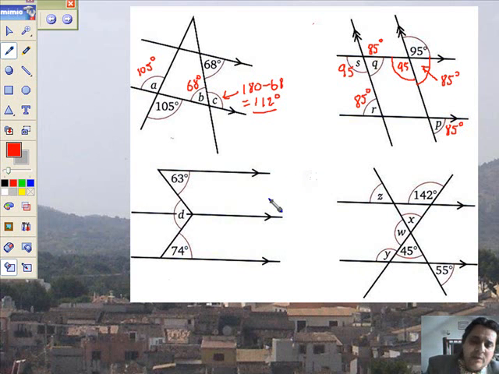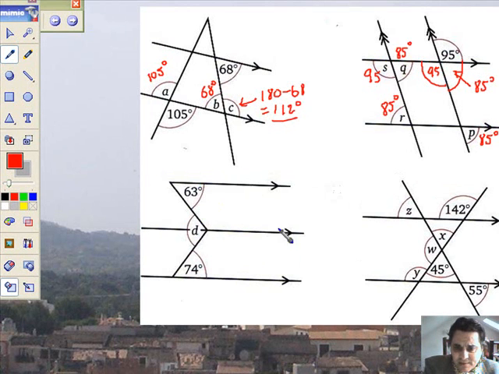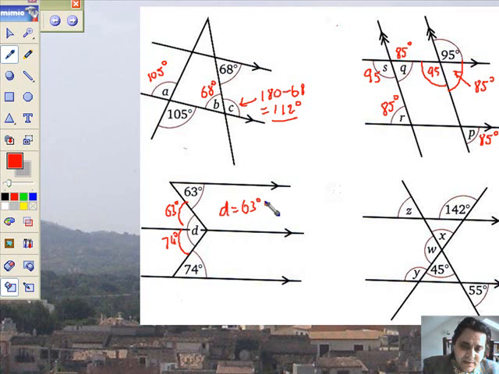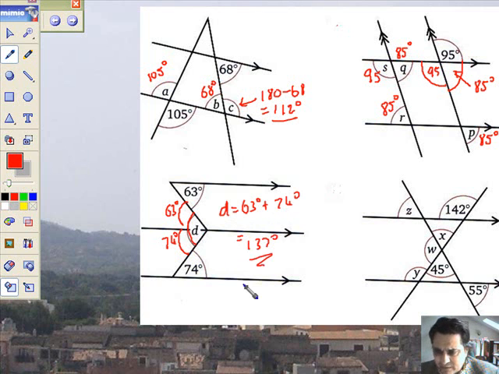Now D, very tricky unless you're aware of what's going on. If that's 63 and all these lines are parallel as shown, then this part is also 63 degrees because it's alternate. If all these lines are parallel as shown, then this part must also be 74 degrees because it's alternate to the 74 shown. So therefore D is simply a combination of 63 degrees plus the 74 degrees, and that makes angle D in its entirety 137 degrees.